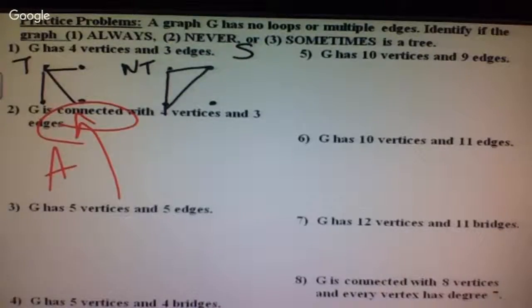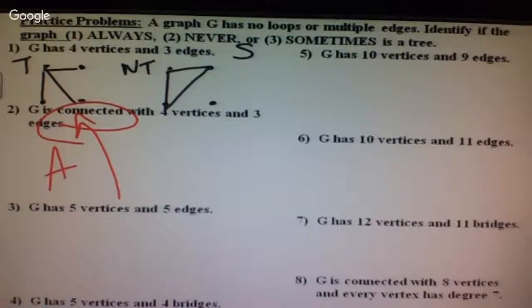Okay, so you've got to watch for those keywords. That's what makes number 1 sometimes, and what makes number 2 an always. Okay, is that word connected? Or if you see the word bridges, if that said like 4 vertices and 3 bridges, that would be an always. Okay, so I need you to get specific to use always.